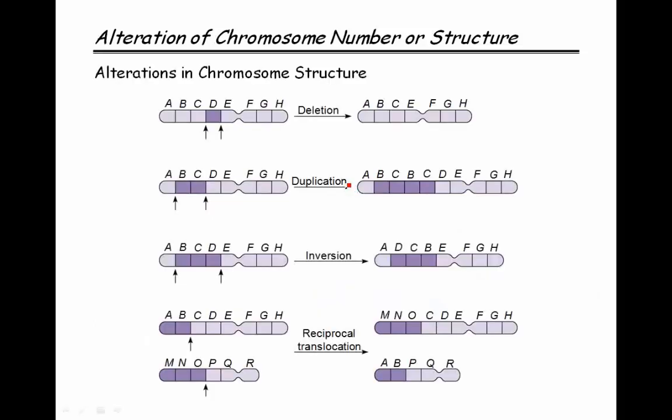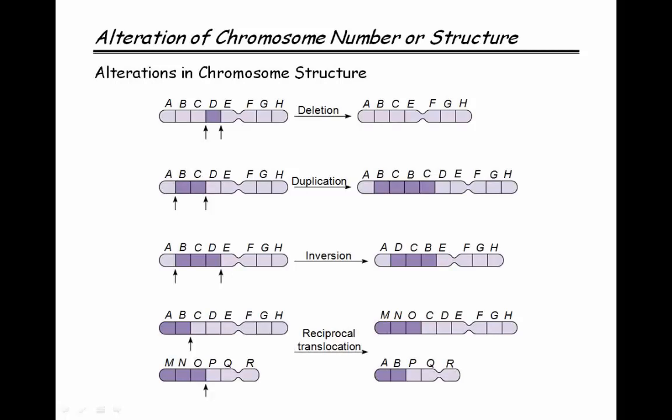There can also be alterations in chromosome structure that occur within organisms. So these alterations in chromosome structure can happen at numerous times during a cell's life cycle. These could happen during the DNA copying process. They could also happen during the crossing over process.